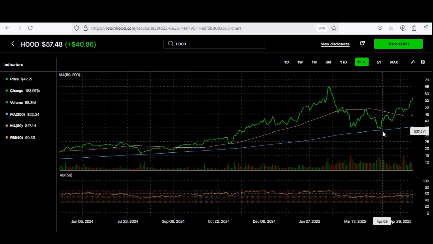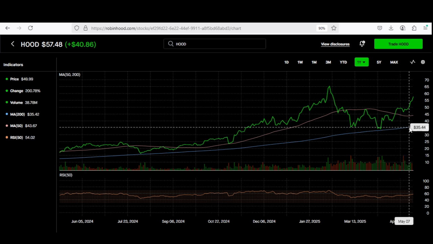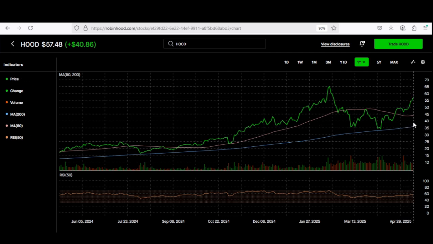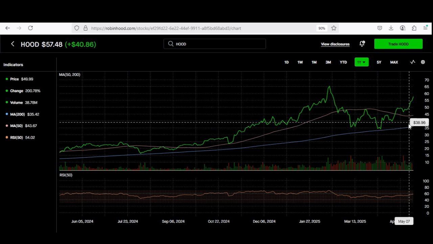Now, of key importance, what I like to highlight, or where I like to make a decision before getting into any of my options trades, is this blue line right here. This blue line is known as the MA200, or the 200-day moving average. Ideally, I like to pick up stocks or options that are trading right around the MA200 or below.